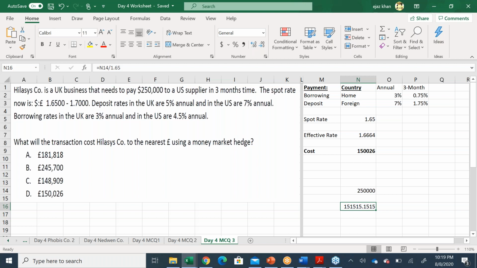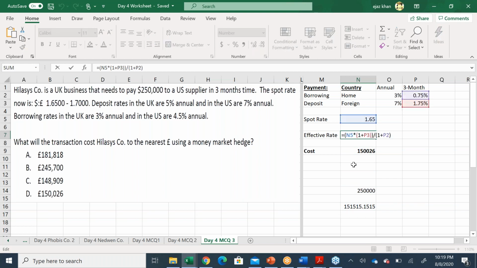Okay, Hamza asks whether inflation is there. Inflation should be ignored whenever we deal with money market hedging or forward contracts; we don't consider inflation rates. The effective rate calculation is simply the forward rate formula.